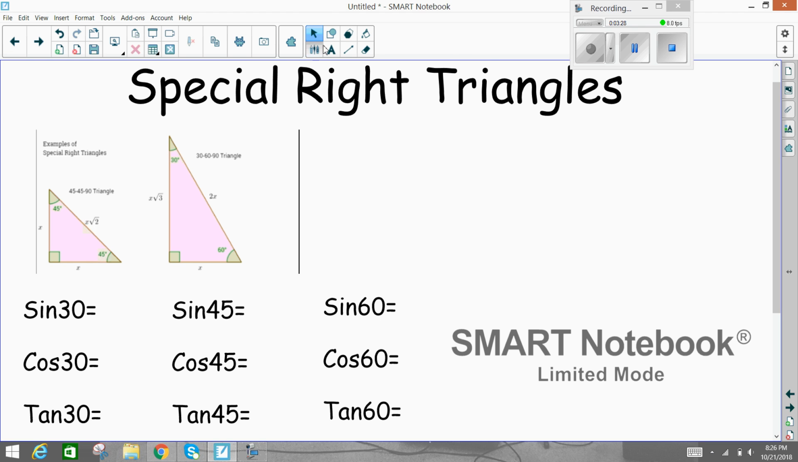Okay, so this is our 45, 45, 90 triangle, and this is our 30, 60, 90 triangle. And these are kind of fundamental things that we need to know in calculus. We just kind of have to know them by heart. And that's because there are a lot of sort of naturally occurring 45-degree angles. The 45, 45, 90 comes from a square. And the 30, 60, 90 comes from an equilateral triangle.